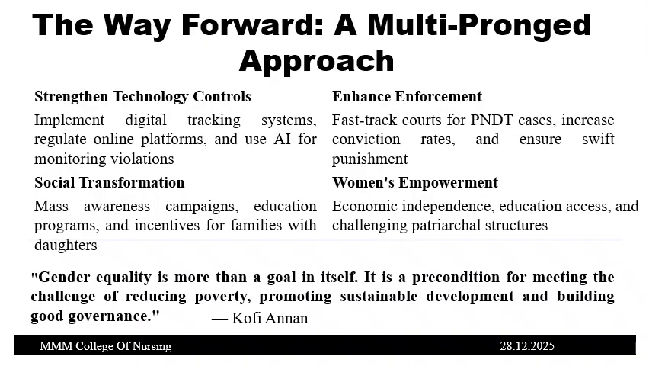A way forward: a multi-pronged approach. We have to strengthen technology, implement digital tracking systems, regulate online platforms, use AI for monitoring violations, and enhance enforcement, with fast track courts for PNDT cases, increased conviction rates, and swift punishment. Social transformation: mass awareness campaigns should be conducted, education programs and incentives for families with daughters should be given, and women's empowerment should be implemented. Economic independence, education access, and challenging patriarchal structures should be given.